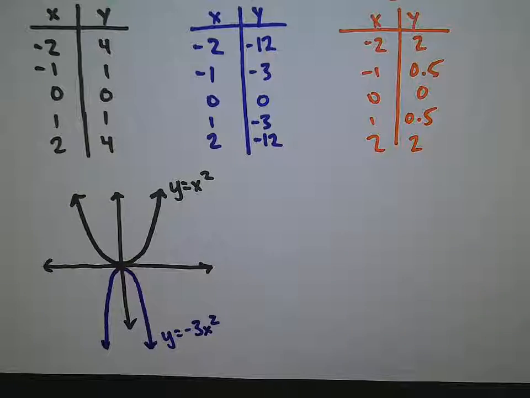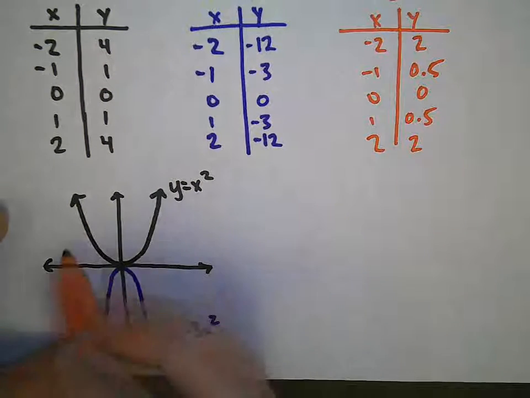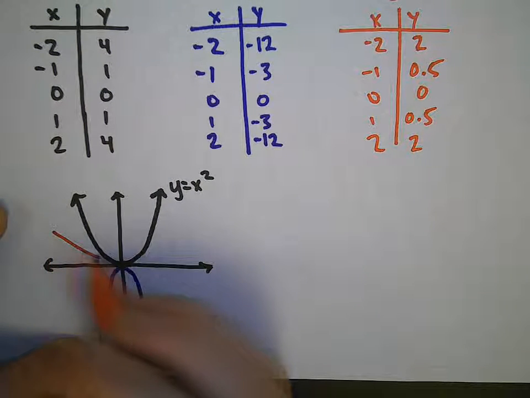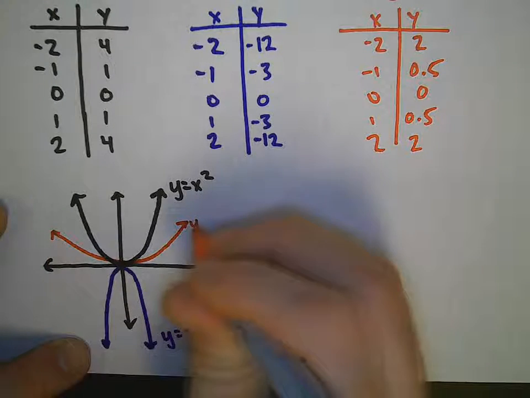Compare that to a vertical compression, and it's a vertical compression, meaning it's pushed down vertically, almost flattens like a pancake, and we have y equals 1/2 x squared for you.